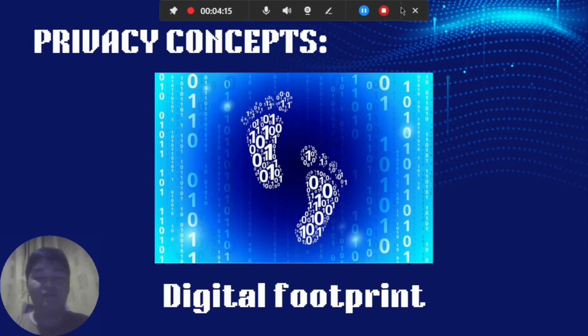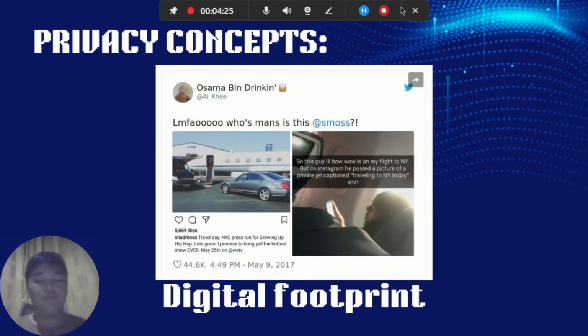Digital footprint refers to one's unique set of traceable digital activities, actions, and communications manifested on the internet or digital devices. An example of this would be this post right here, where a guy is posting on Instagram what seems like him on a private jet going to New York. But he was later exposed by another person who saw him on the same flight, on the same plane as him. So he was exposed for not actually owning a private jet. That is a digital footprint, as that will now forever be on the internet, whether you delete it or not, as another person has already exposed you of lying. So that is your digital footprint.